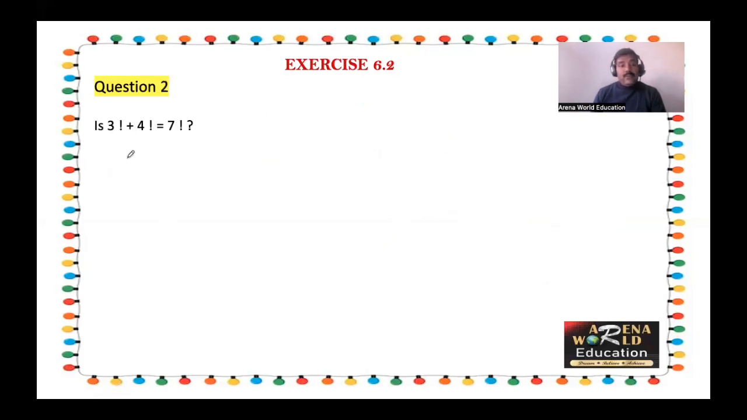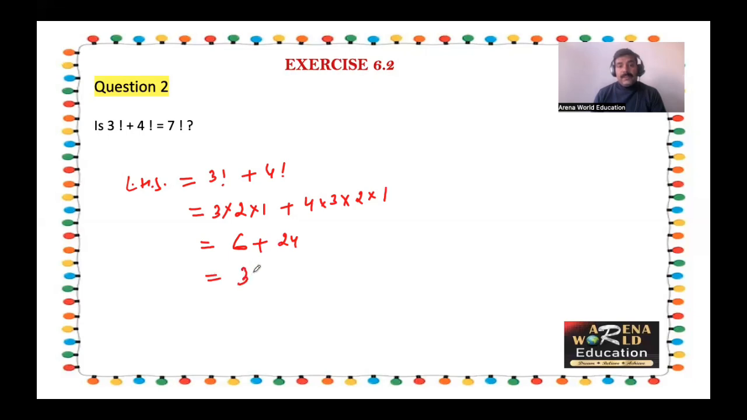Here we have to check whether 3 factorial plus 4 factorial is equal to 7 factorial or not. Let us take LHS. LHS is 3 factorial plus 4 factorial. We have already calculated this, but again we will calculate. It is 3 into 2 into 1 plus 4 into 3 into 2 into 1. So it is 6 plus 24, which will be equal to 30.